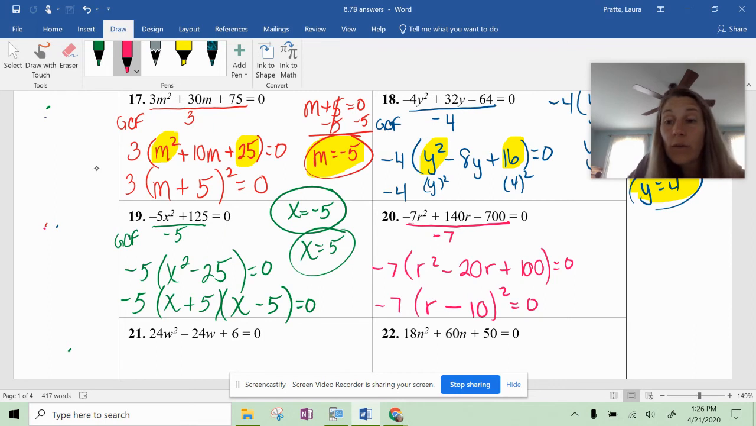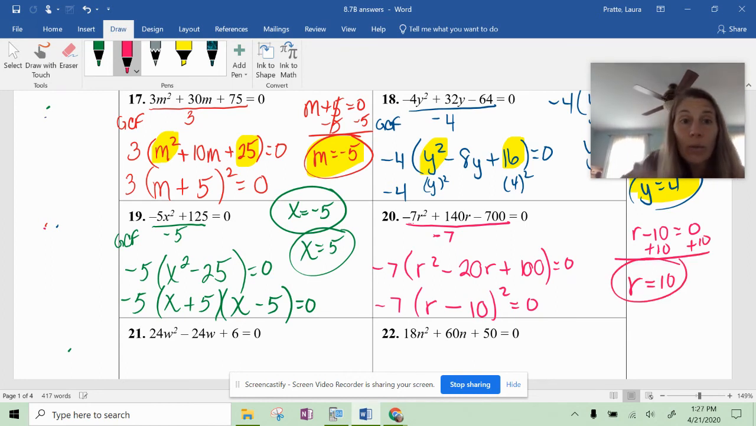There's only one factor for me here to solve, which is the r minus 10. I don't have to solve it twice because I'm going to get the same answer both times anyway, so my answer there would just be r equals 10.